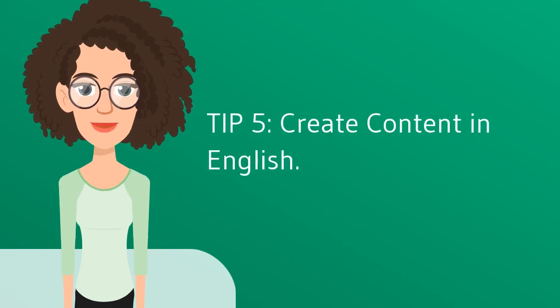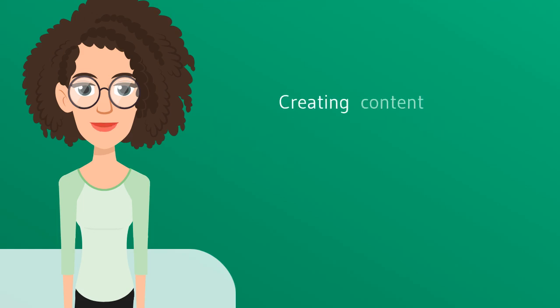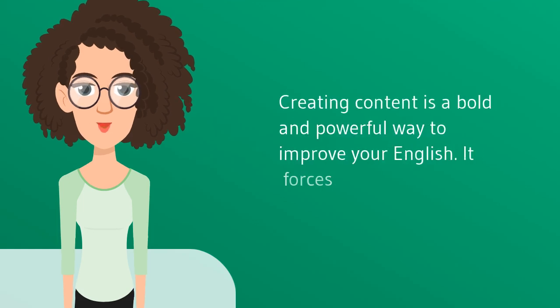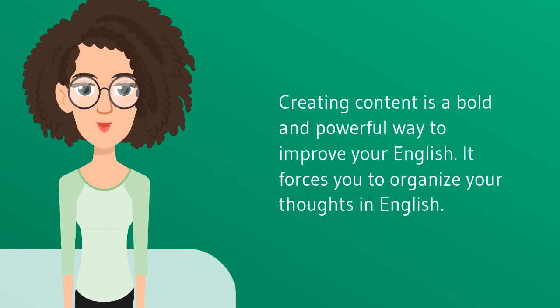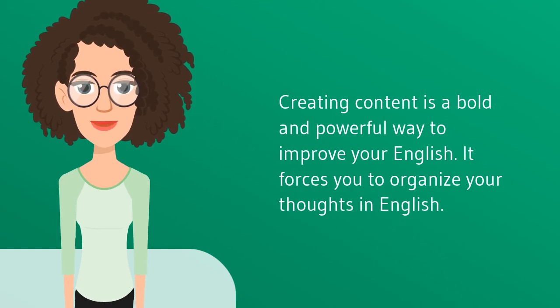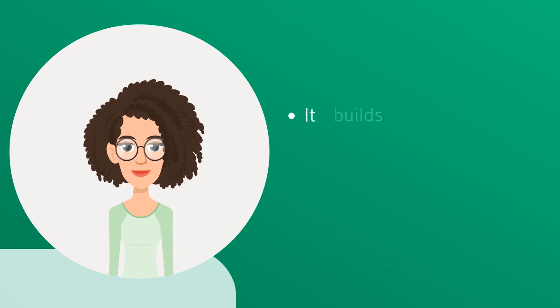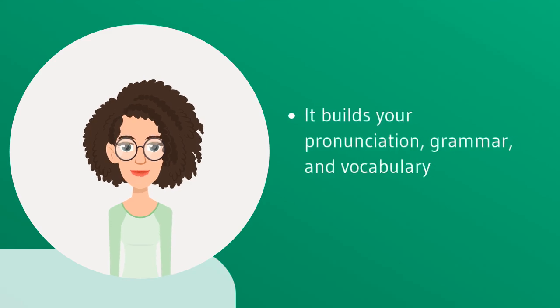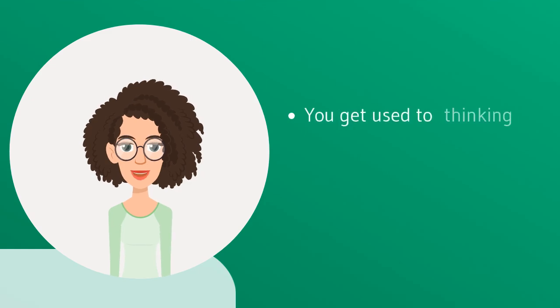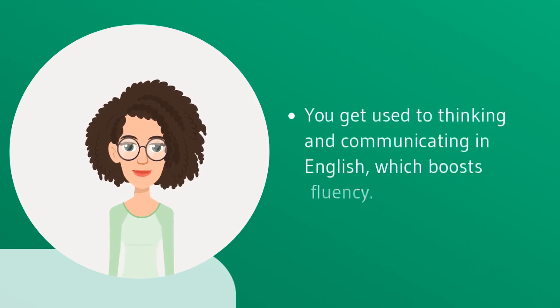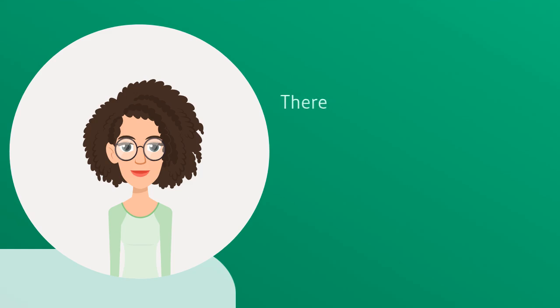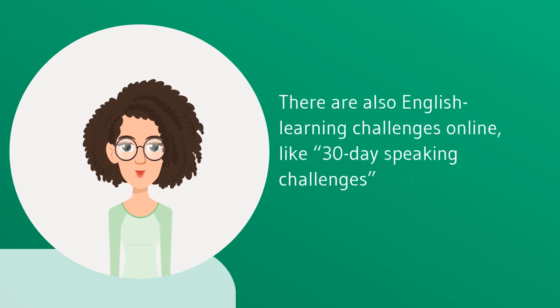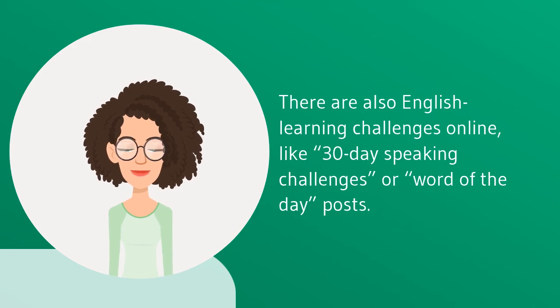Tip 5. Create content in English. If you're ready to take it to the next level, try creating your own content in English. Creating content is a bold and powerful way to improve your English. It forces you to organize your thoughts in English. It builds your pronunciation, grammar, and vocabulary all at once. You get used to thinking and communicating in English, which boosts fluency. There are also English learning challenges online, like 30-day speaking challenges or word of the day posts.